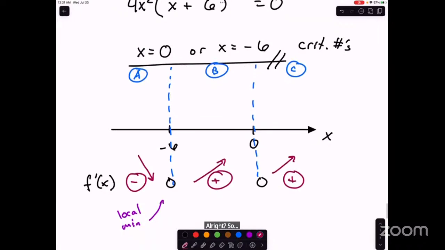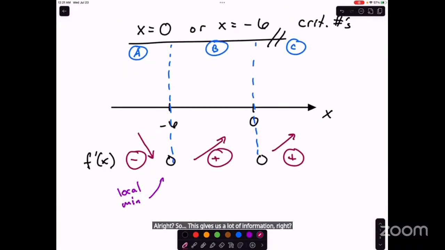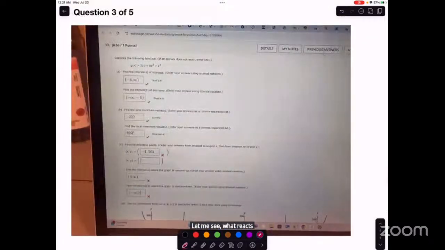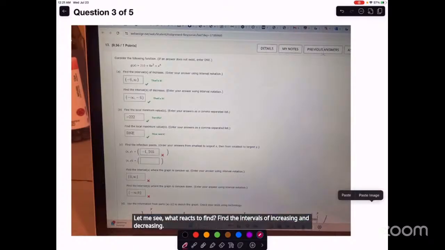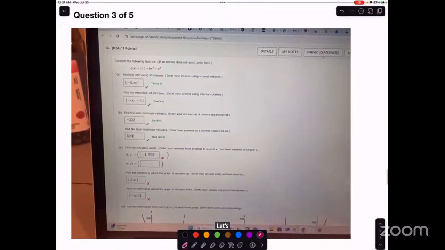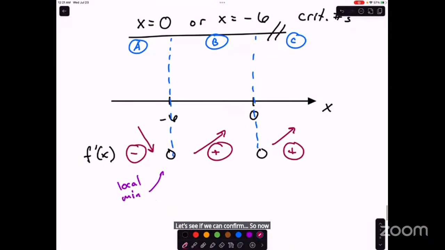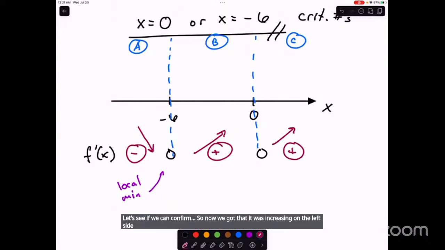So this gives us a lot of information. Let me see, what were we asked to find? Find the intervals of increasing and decreasing. Let's see if we can confirm. So now we got that it was decreasing on the left side of negative 6, so negative infinity to negative 6.